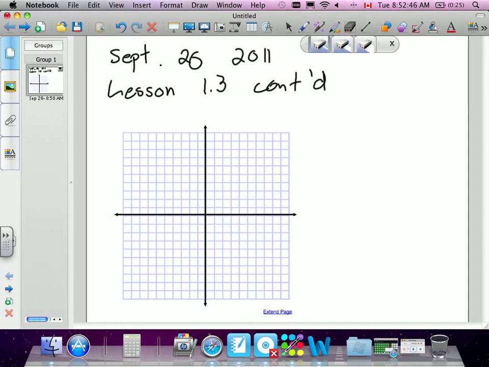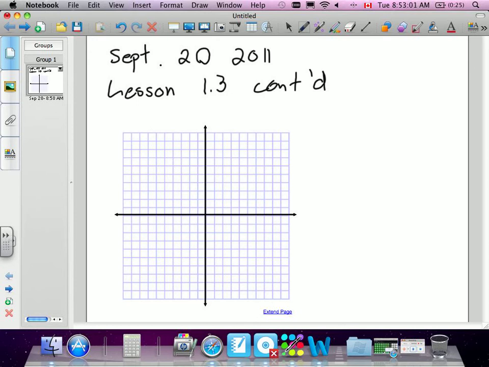20th, that's a 20. So September 20th, 2011. We're doing lesson 1.3. We're just going to do the other half of it. And then we're going to review some of the concepts because we have a quiz tomorrow.